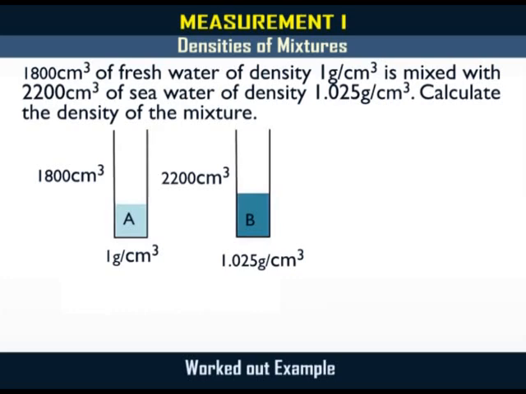1,800 cubic centimeters of fresh water of density 1 gram per cubic centimeter is mixed with 2,200 cubic centimeters of seawater of density 1.025 grams per cubic centimeter. Calculate the density of the mixture. Now, density is equal to mass over volume. So we need the total volume and mass. Total volume is straightforward. 1800 plus 2200 gives us 4000 cubic centimeters. To get the masses, we need to calculate.